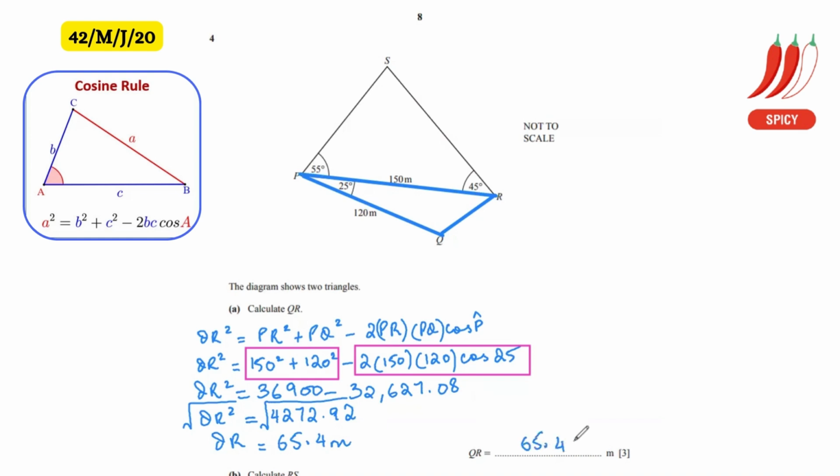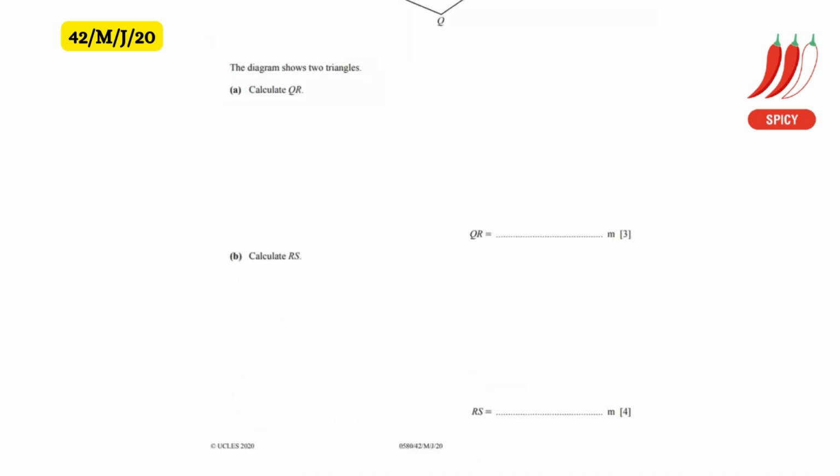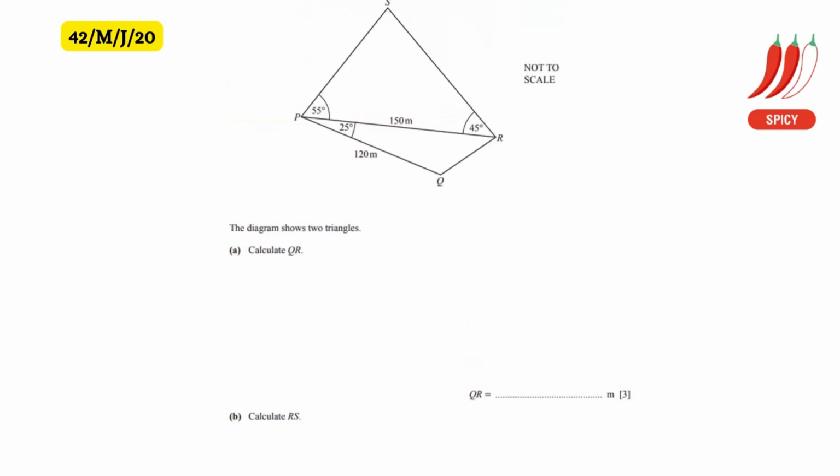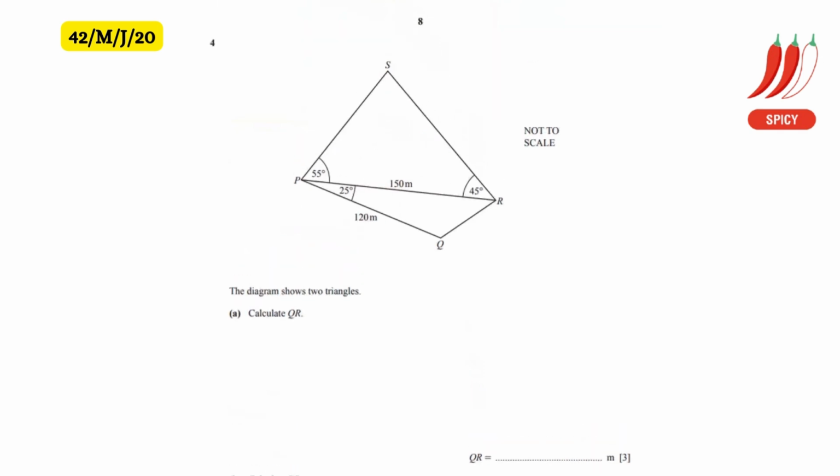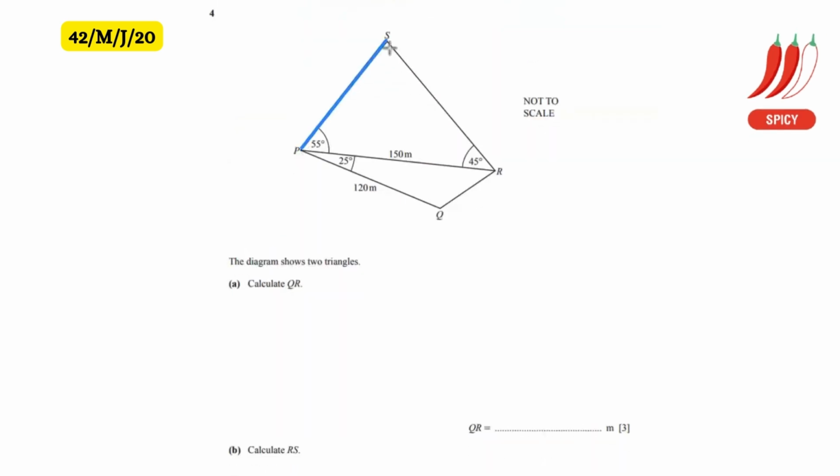That's your answer. So remember, cosine rule is only applicable when you have two lengths and the angle between them, or you have all three lengths. Then it says calculate RS. So now RS is in this triangle, PRS.